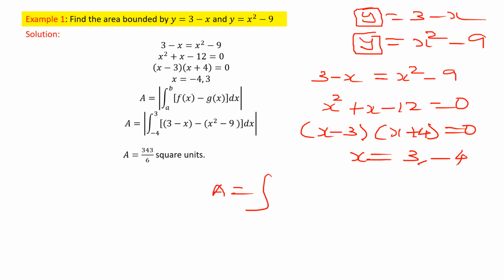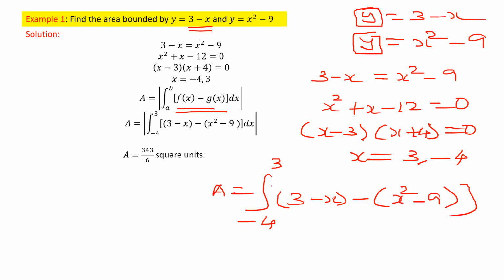So A equal to integral minus 4 to 3. Remember, whenever you are using integration, the lower limit is always a small number compared with the upper limit. Then we have f of x minus g of x. F of x is my first function. So here we have 3 minus x minus g of x, which is x squared minus 9, times dx.